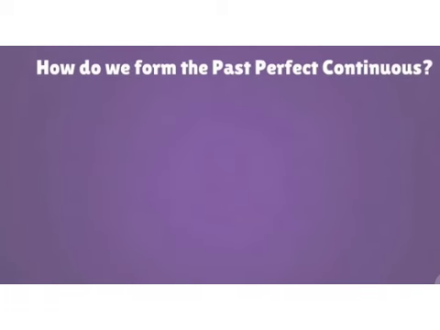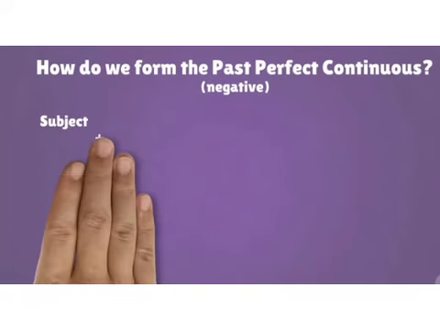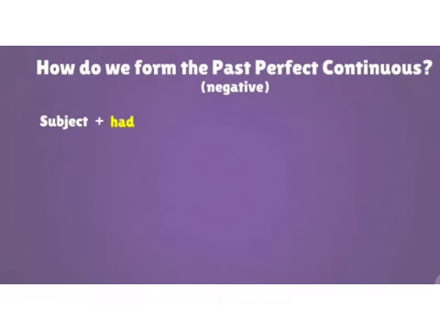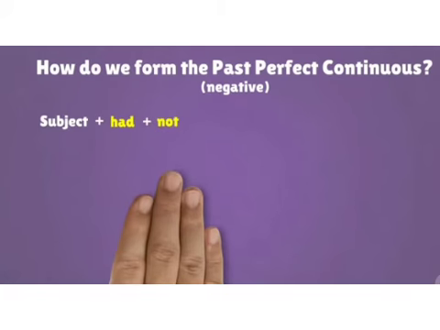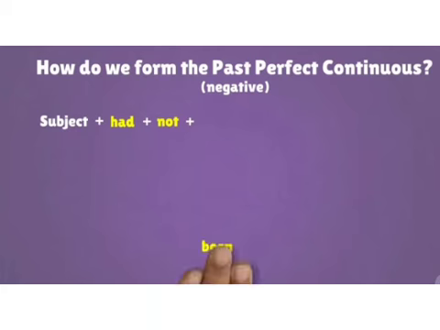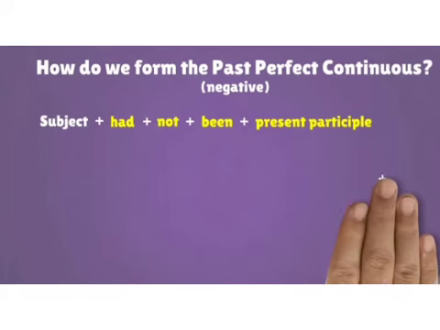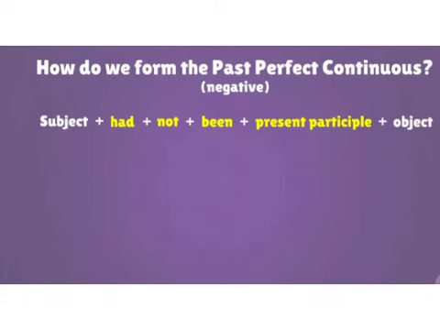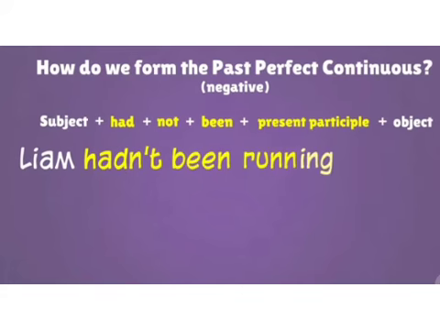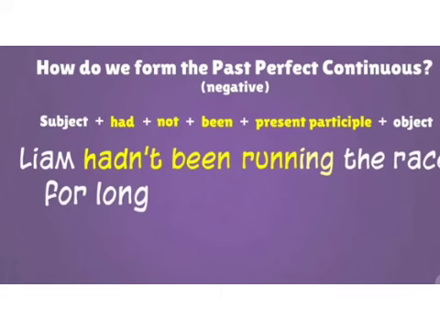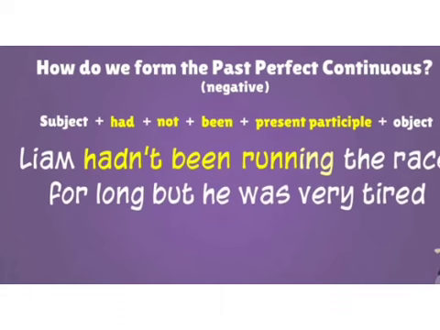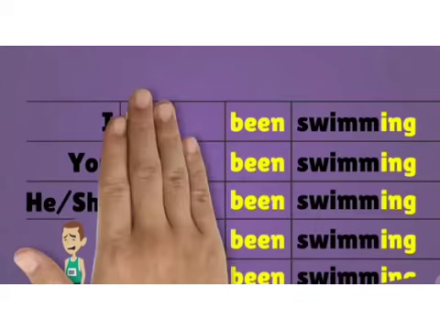Let's move on to the negative sentence. Very easy, pretty easy. What to do? You have to add not after had. That is, after every auxiliary verb you have to add not. Only then will you get the negative sentence. So subject plus had plus not plus been plus present participle, that is verb plus ing, plus object, is the formation of the past perfect continuous negative sentence. For example, Liam hadn't been running the race for long, but he was very tired. So this is the formation and an example for past perfect continuous tense.